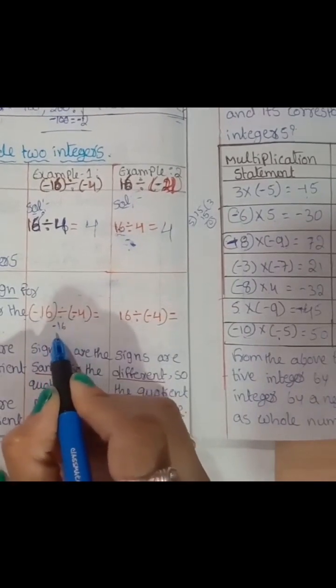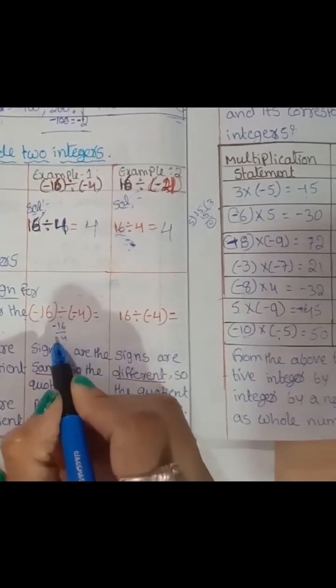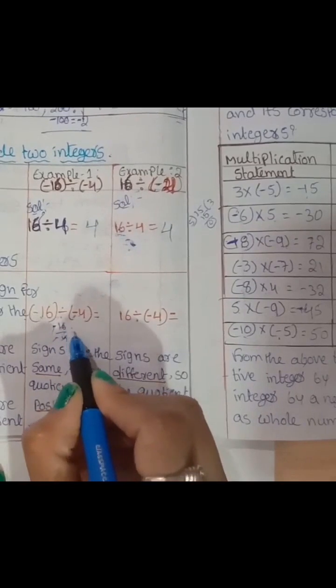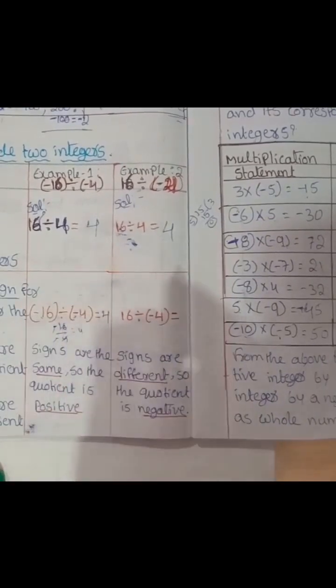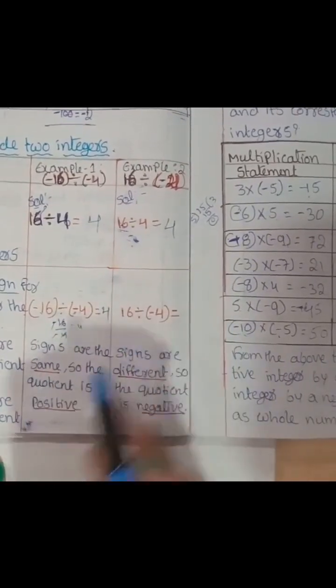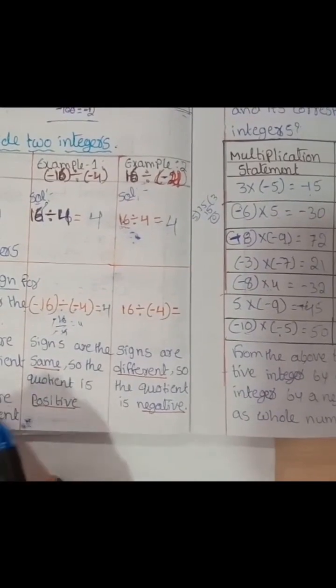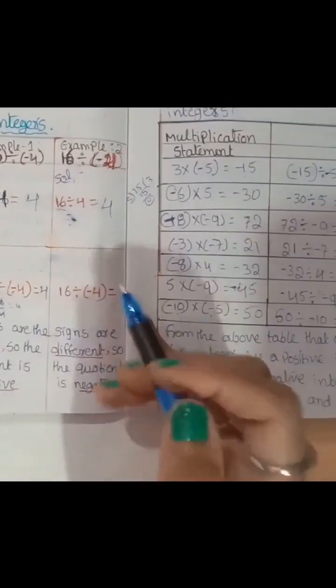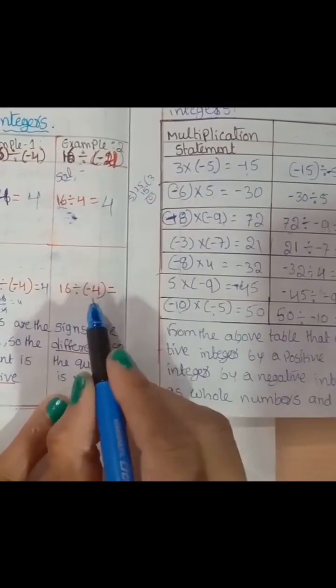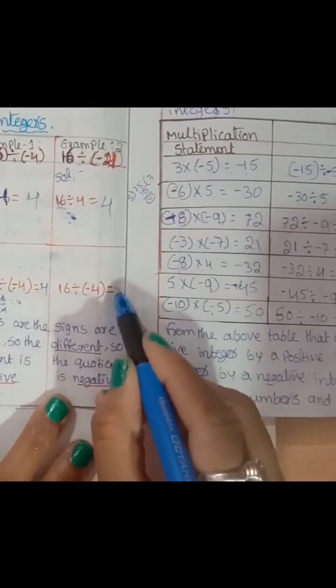Like 16 divided by minus 4: the minus 4 cancels and only 4 remains, so that's why it is 4. Next, when the signs are different, the quotient is negative. For example, 16 divided by minus 4, so that's why it is minus 4.